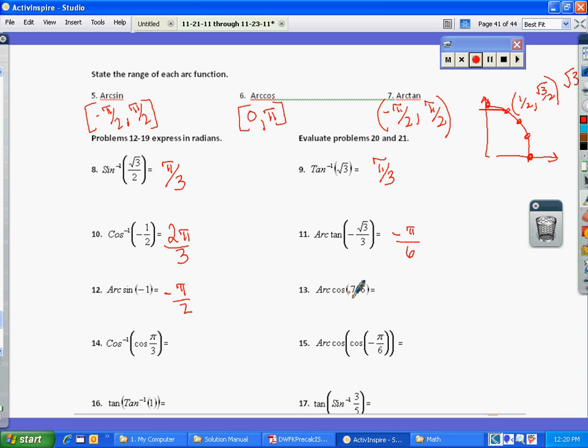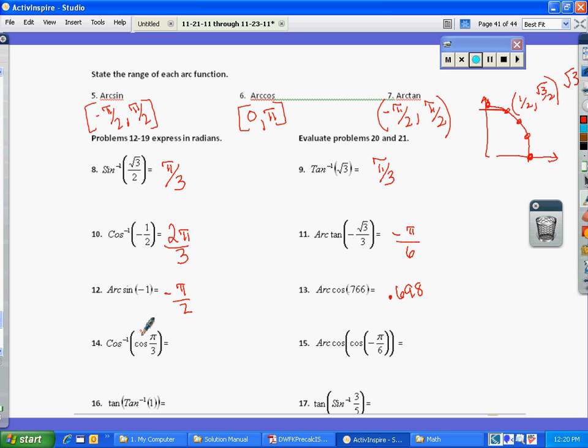For number 13, this is something you're going to have to plug in your calculator, or you could actually set up a triangle for it, but any like this you can just plug into your calculator. There will be a calculator in the non-calculator section on your test. So 0.698.